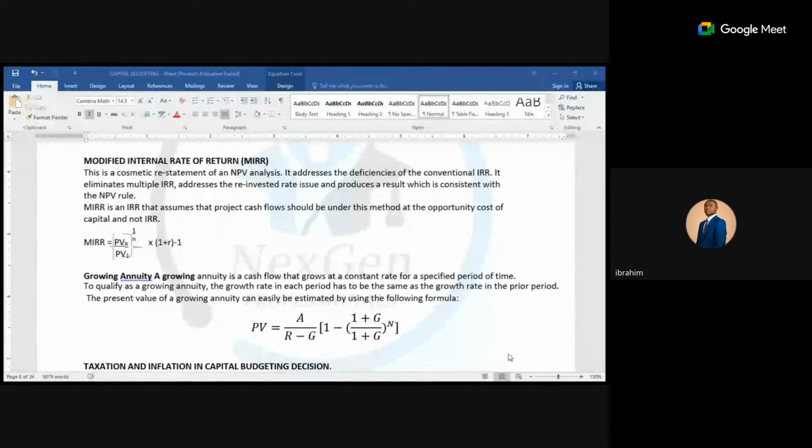It's less than the cost of what? Cost of borrowing. Please, are we still together? Yes, sir.